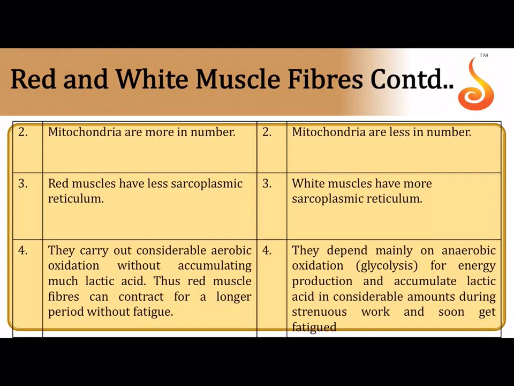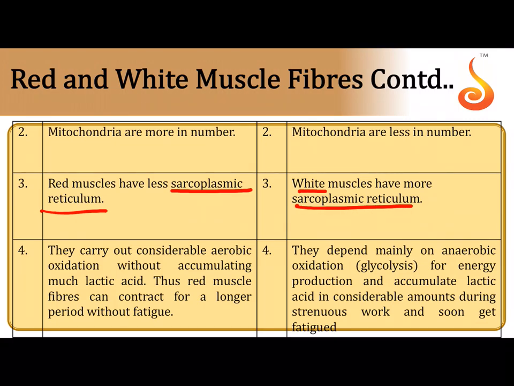And one more thing, red muscles have less endoplasmic reticulum in them, called sarcoplasmic reticulum, but white muscles have more sarcoplasmic reticulum. That's why they are able to store a lot of calcium, and this calcium will allow them to contract very, very quickly and to create a lot of force. And that's why they have an enormous, extensive network of sarcoplasmic reticulum which stores calcium.